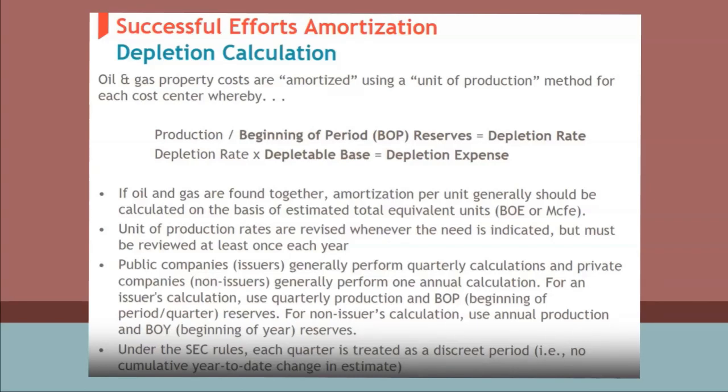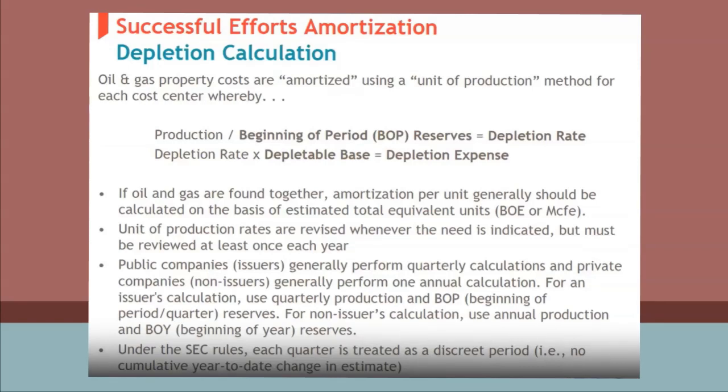So typically you'd expect your end of year reserve number to be smaller unless there were acquisitions or something, and then you add back the production to get back to that beginning number. And then for the actual calculation of the depletion rate, you're taking that production for the period, dividing by the beginning of period reserve basis. Then you take the rate and multiply it by the actual depletable cost basis. This is your actual dollar amount of costs that you've capitalized. Once you do that, that equals your actual depletion expense for the period. And in that formula, when we say depletable base, we're talking about a dollar amount, as opposed to the others, where we're talking about volume.